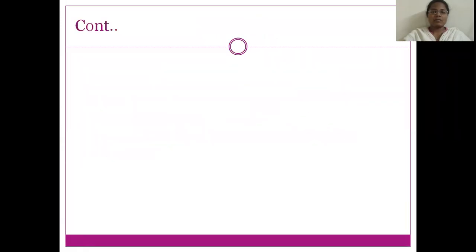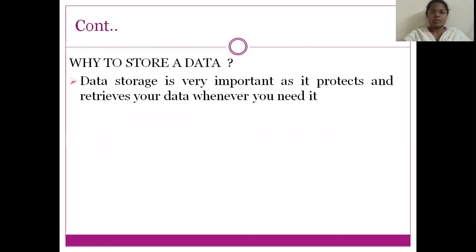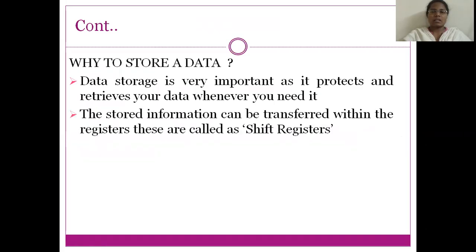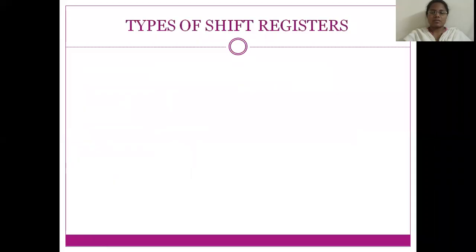First, we'll see why we need to store data. Whatever data we store will be protected, and it can be reused whenever we need it. And the data which is stored can be transferred within the registers, which we call a shift register. We'll see the types of shift registers.